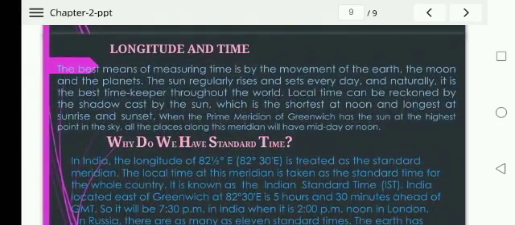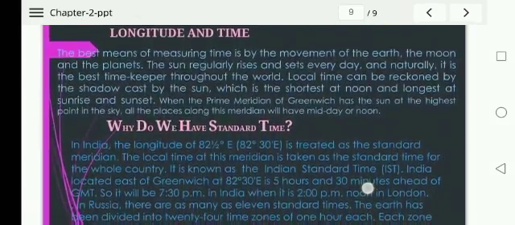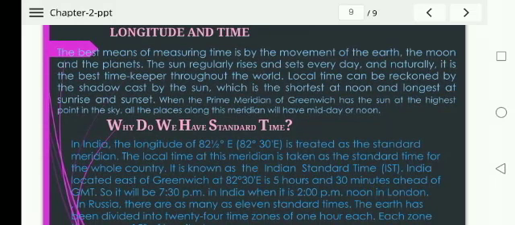Now, longitude and time. The best means of measuring time is by the movement of the earth and the moon and planets. The sun regularly rises and sets every day, and naturally it is the best timekeeper throughout the world. Local time can be reckoned by the shadow cast by the sun, which is the shortest at noon and the longest at sunrise and sunset, when the prime meridian of Greenwich has the sun at the highest point in the sky. All the places along the meridian will have midday or noon.